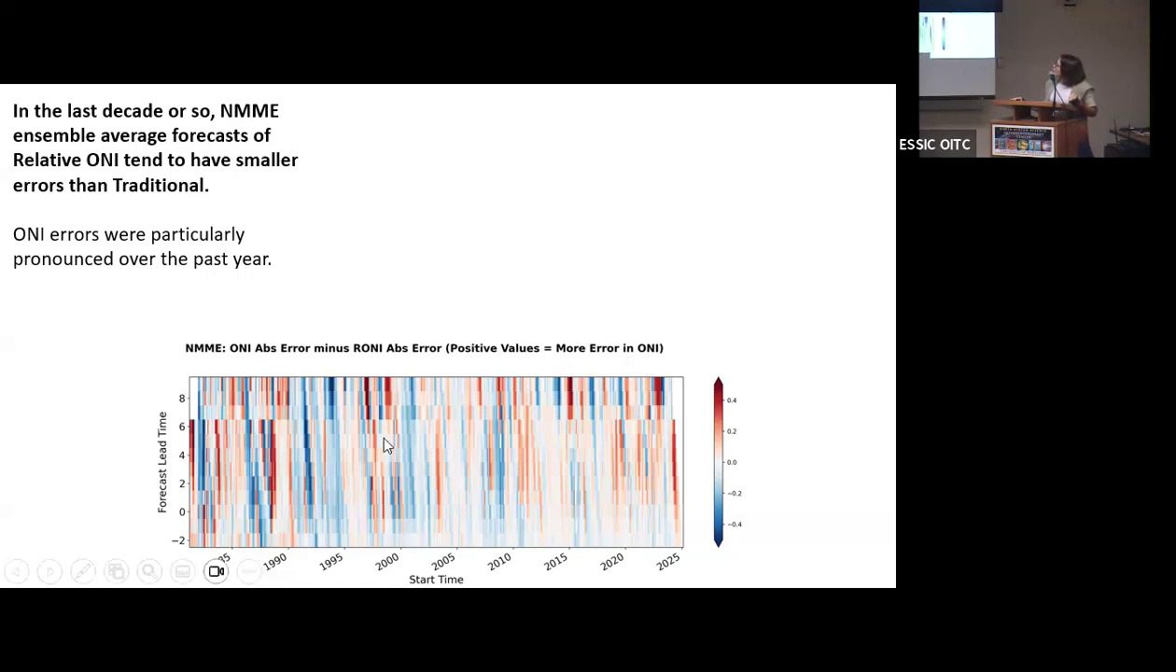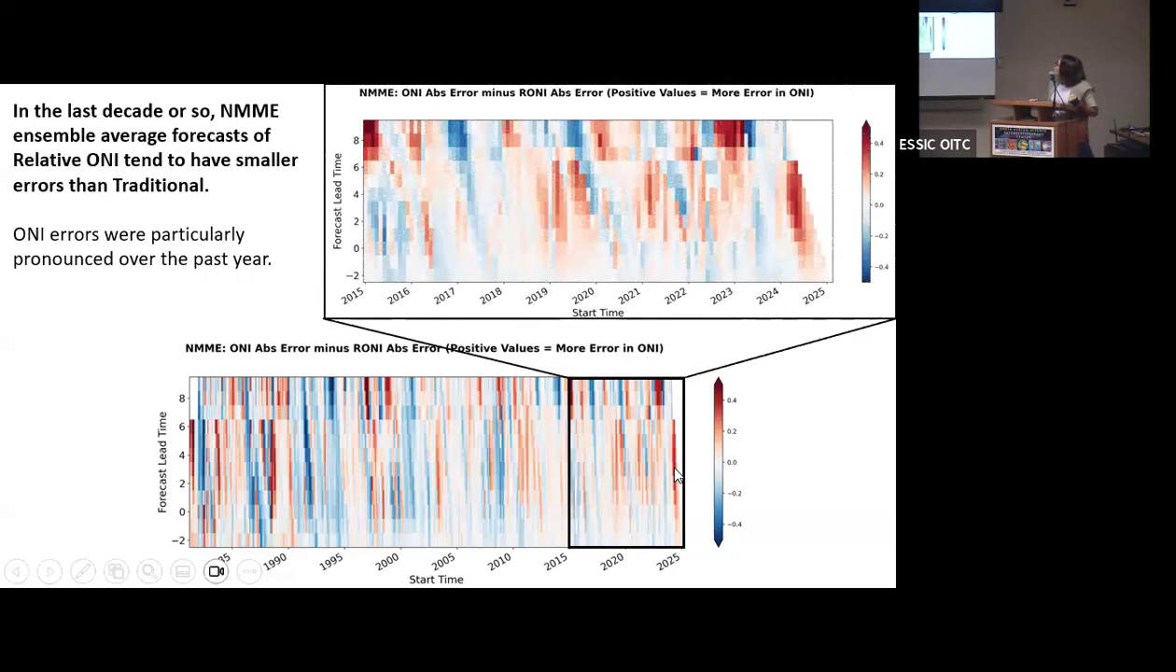And what you see is it kind of goes back and forth, particularly in the early part of the record. And then in the later part of the record, I'd argue, we're starting to see more reds, particularly in this period, which I'm going to zoom in on here. So it's the exact same data, but now zoomed in. And arguably, I would say that these positive values, more error in the ONI, are becoming more evident.